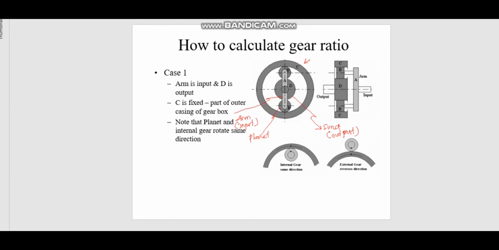So this is the sun gear, right? And C is fixed. So there's another gear that's shown here. So C is fixed. So this is the outer casing of the gearbox. So usually on the outside you have a gearbox. So C is the outer casing of the gearbox, and you have internal gear, internal teeth for that particular gearbox, right? So internal teeth around it. So C is fixed.